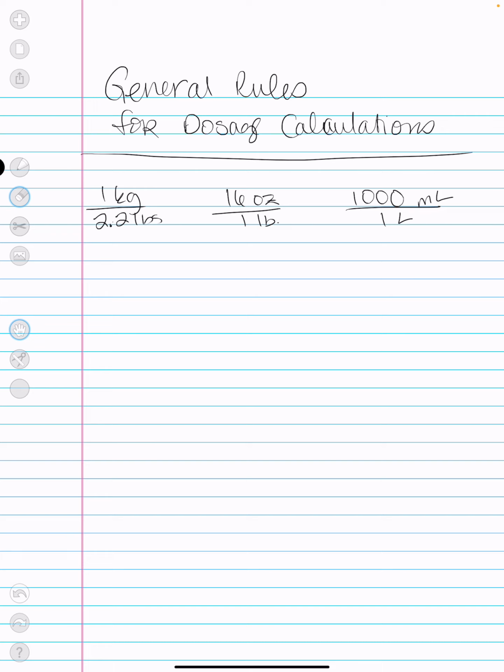Let's see, what else we got? The same thing with when medications are listed in micrograms. So 1 microgram is the same as 0.001 milligram.